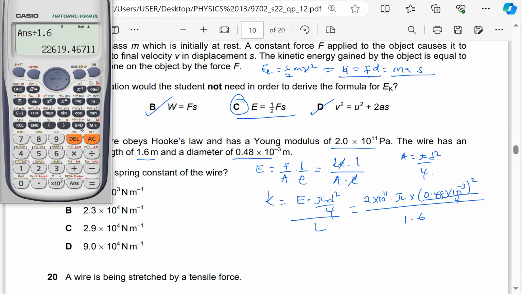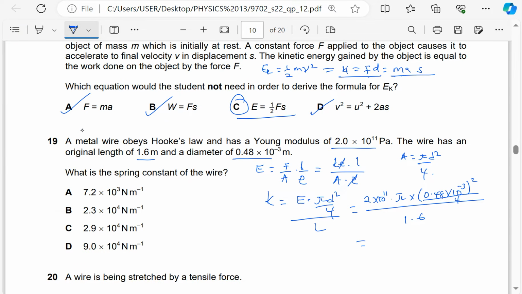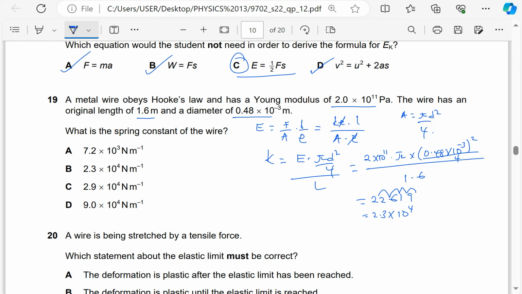So I have 22619, which is 2.3 times 10 to the power 4. So this means my answer is going to be B.